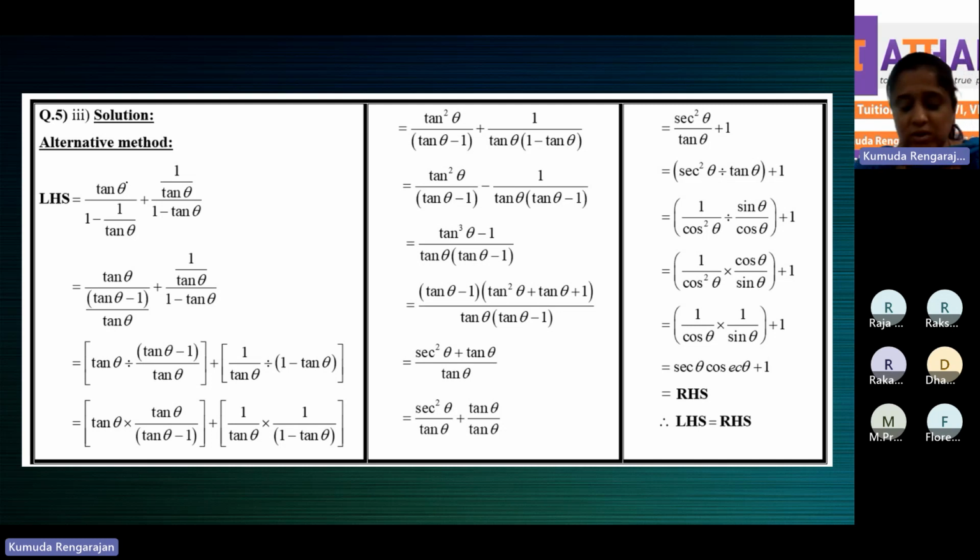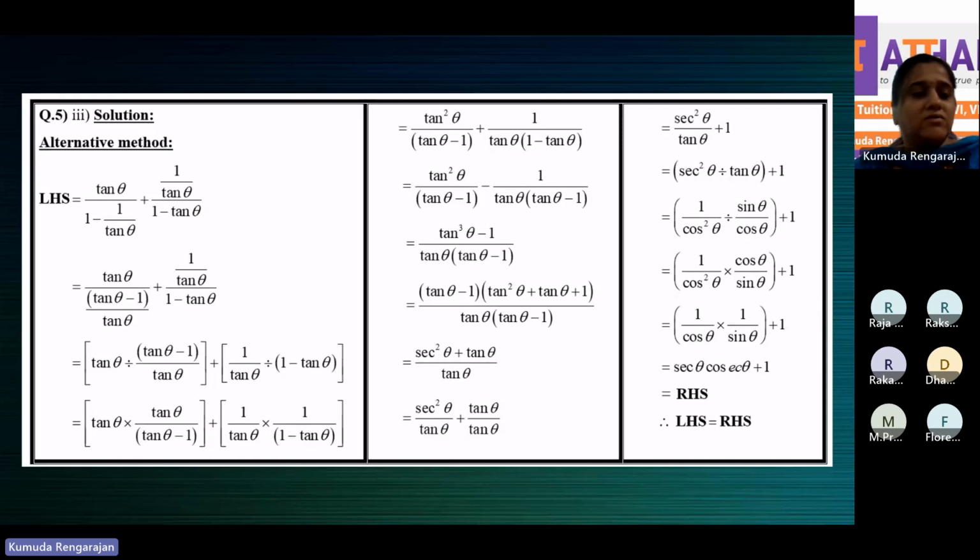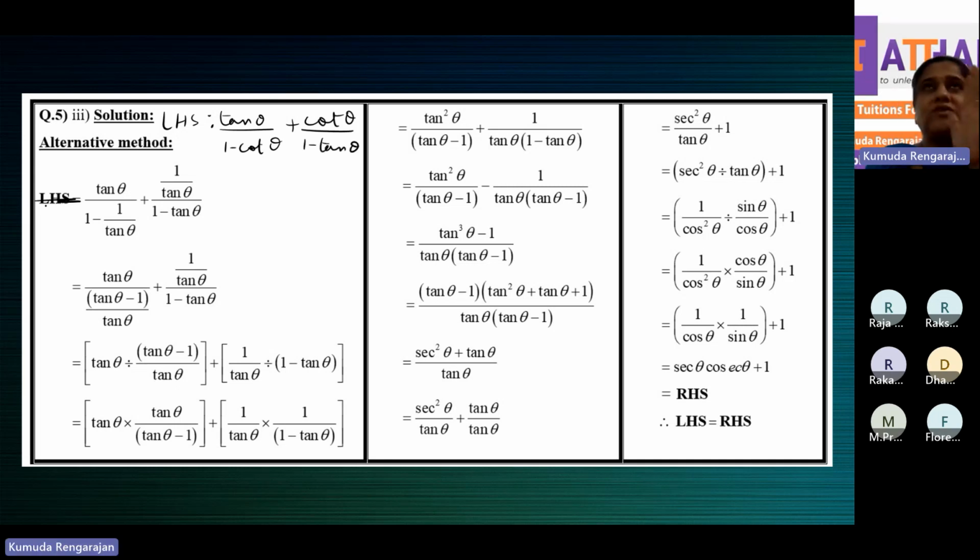So the numerator was tan theta. What is the LHS, children? The LHS is tan theta by 1 minus cot theta plus cot theta by 1 minus tan theta, right? So you fix first what you want to change, cot theta. Write tan theta as it is. So tan theta by 1 minus 1 by tan theta plus 1 by tan theta by 1 minus tan theta. Is this correct? Everywhere cot is written as 1 by tan.